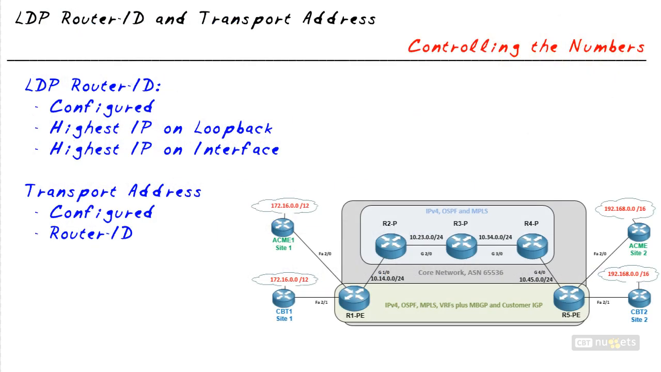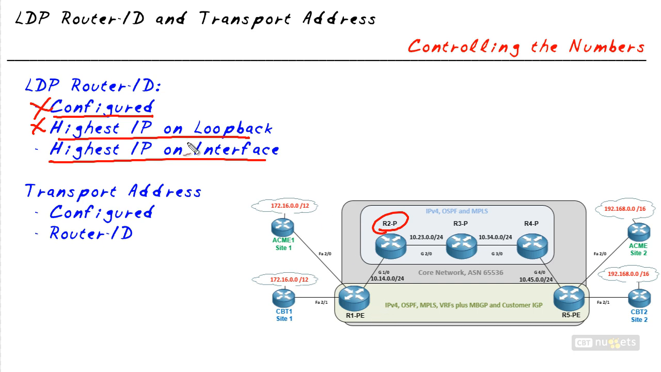Now, how exactly does a router decide on its LDP router ID? The answer is, if it is configured manually by an administrator who says, this is the interface IP address that I want you to use, then that's the IP address it's going to use. If we don't configure one manually, it's going to be the highest IP address on any loopback interface at the moment that LDP comes up. And if we don't have any loopbacks, it would be the highest IP address on any other interface at the moment that LDP is brought up.